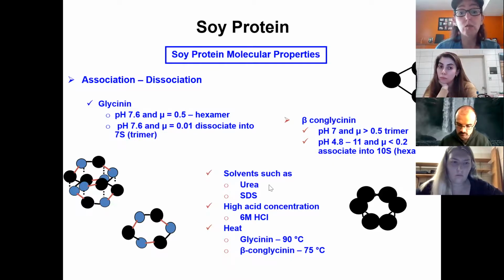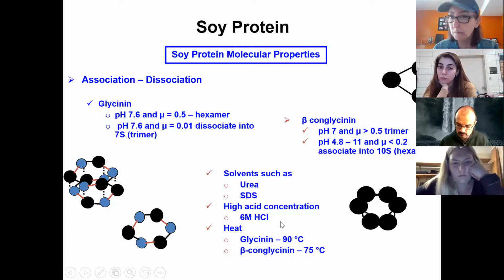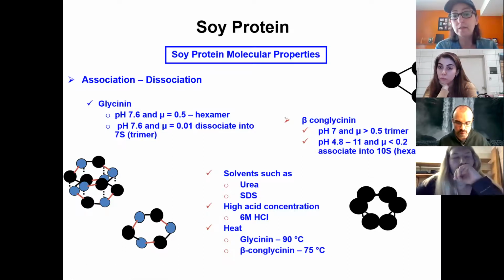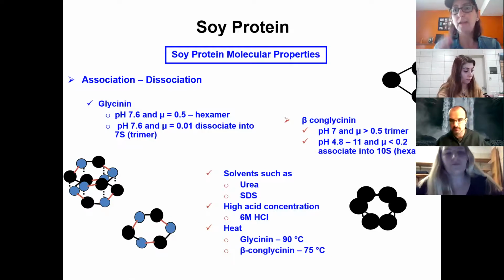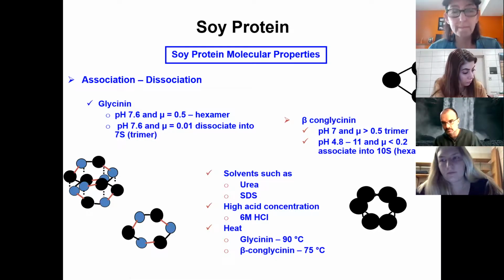As well as the dissociating solvents, which are mostly urea and SDS. And at high concentration of acid, you get more denaturation and dissociation. And also this is the denaturation temperature of the individual subunits. So glycinin or legumin is close on average to 90 degrees, and beta-conglycinin or vicilin ranges between 75 to 82 degrees, around that range. Again, it's a range. This is kind of an average, but it's a range depending on the species, depending on the variety.